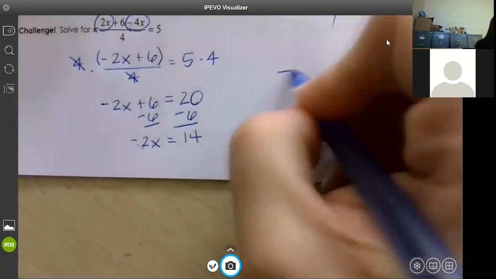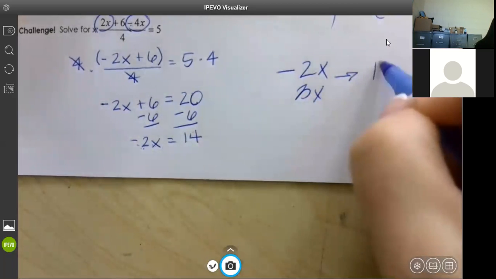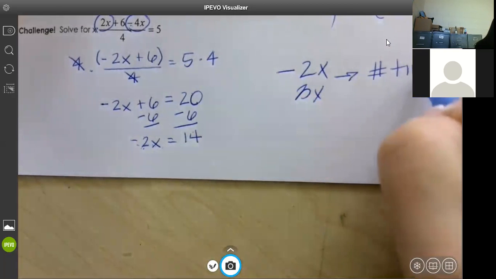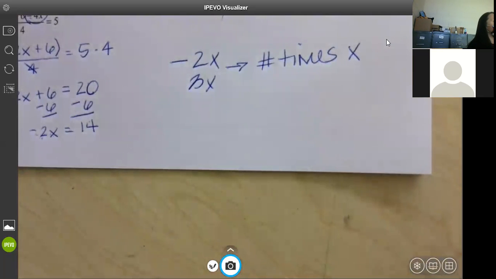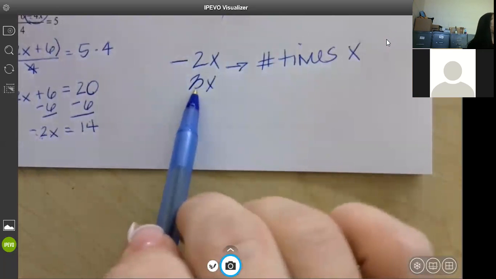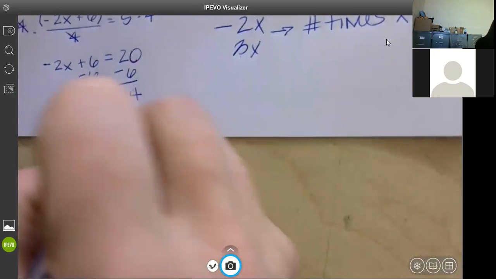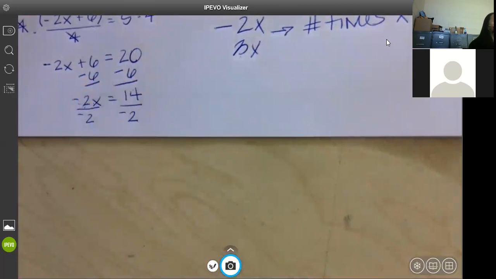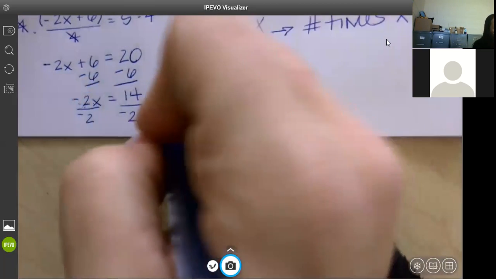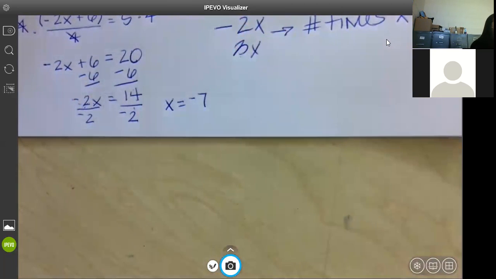Remember, anything like that, negative 2x, 3x, whatever, is a number times x, a number times x, okay? So this is always multiplication. Doesn't matter if there's a minus, doesn't matter if it's positive, okay? It's always multiplication. So we're going to divide by negative 2 to get rid of it because that's the opposite. And 14 divided by negative 2 is negative 7.